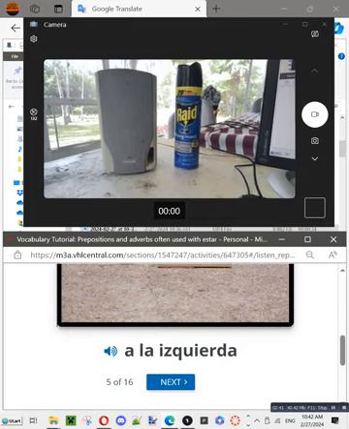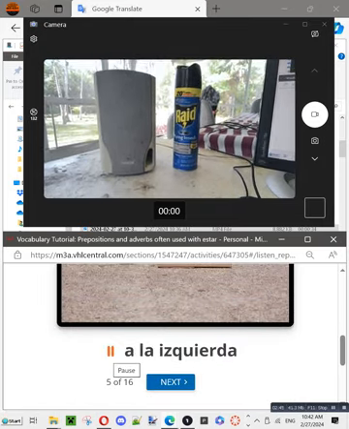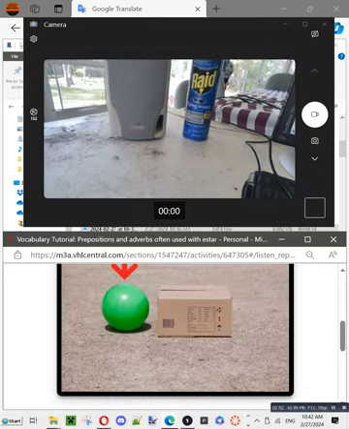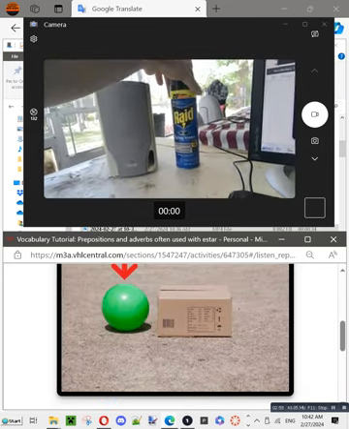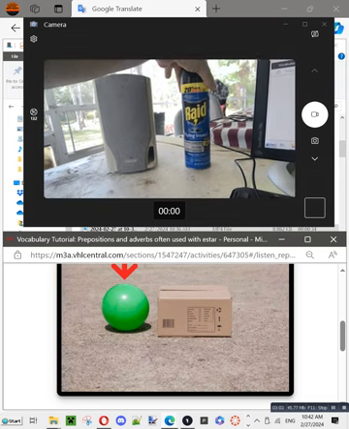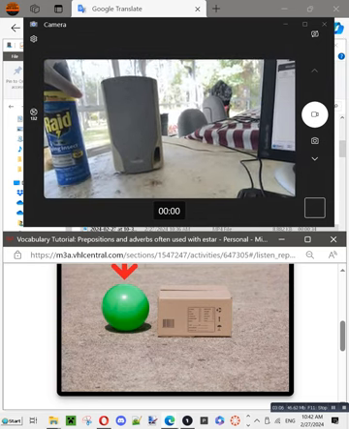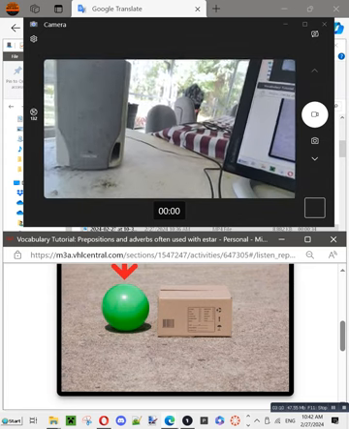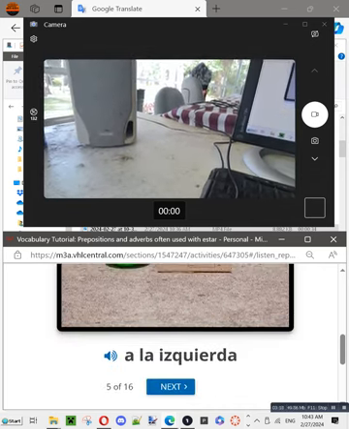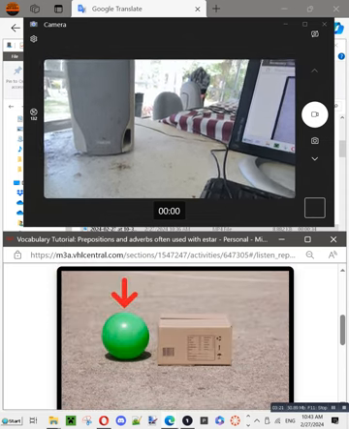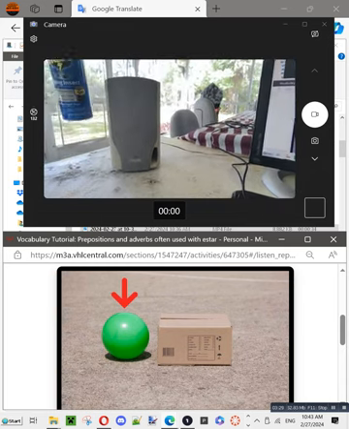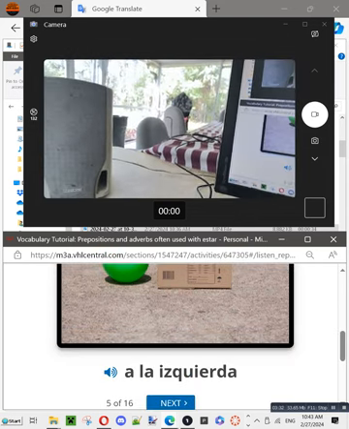A la izquierda. Oh my. A la izquierda. So, no es a la izquierda. Es a la izquierda. No a la izquierda. Es a la izquierda. Izquierda? A la izquierda. I'm scared of izquierda. Okay. Izquierda. A la izquierda.